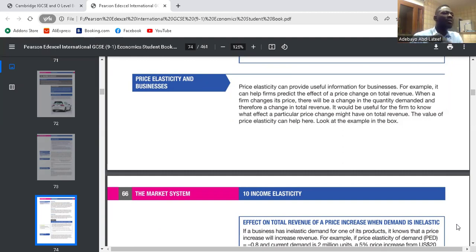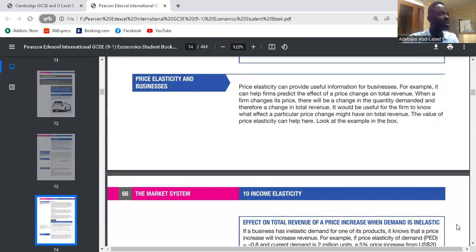So, what they are telling us, what they want us to understand is the usefulness of price elasticity. So, why is price elasticity useful for businesses? It allows businesses to know the value of that change in respect to the total revenue. So, we calculate our price elasticity of demand and supply. Especially for demand, when we calculate it, it will be based on estimate, right? Oh, our PED is 0.5.